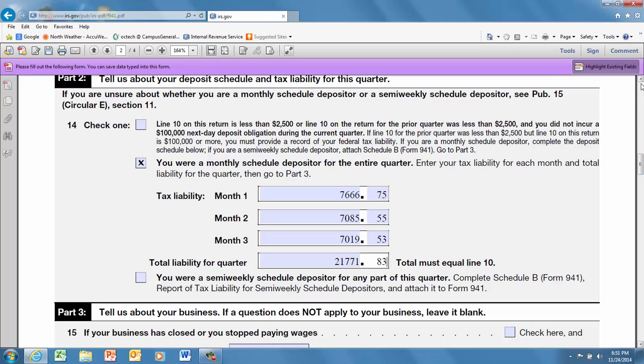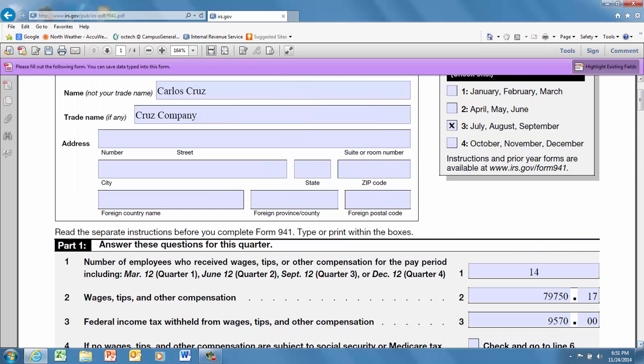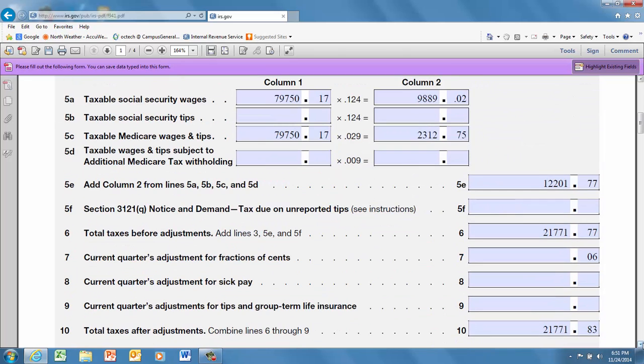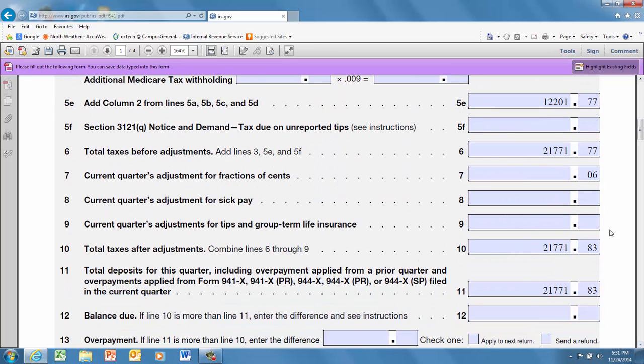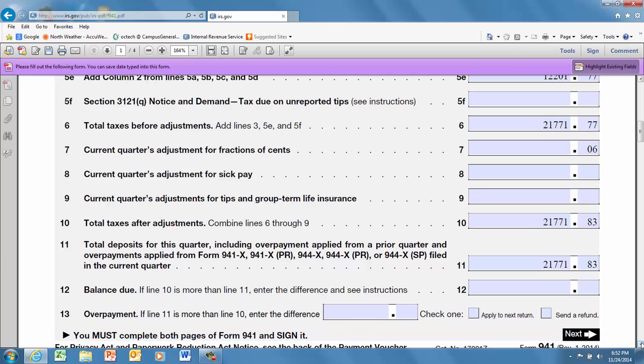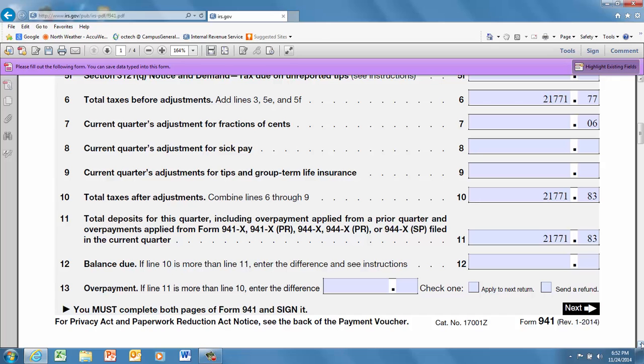Now, if you go back, line 10 was the total that we were supposed to pay. Line 11 was the total amount that we did pay. In this case, it happens to be the same number because we made sure that we paid in the correct amount. Well, we actually paid in 6 cents difference. Okay? But in this case, that's okay.